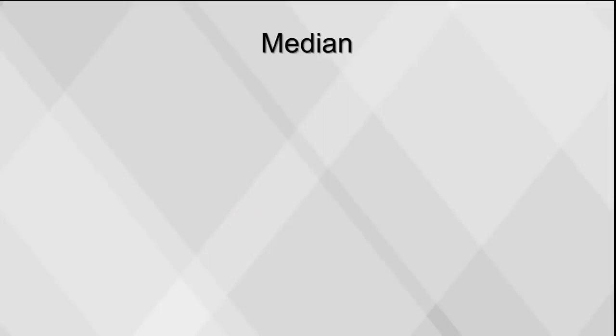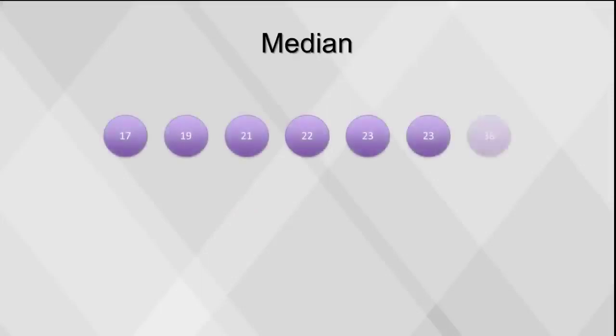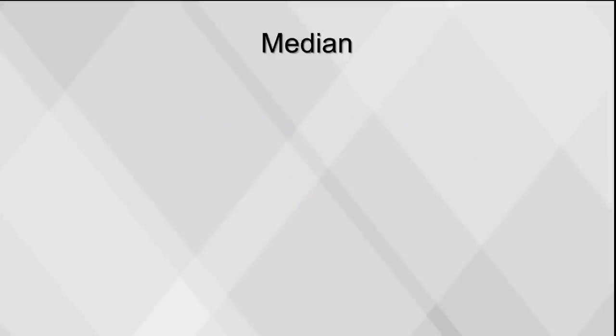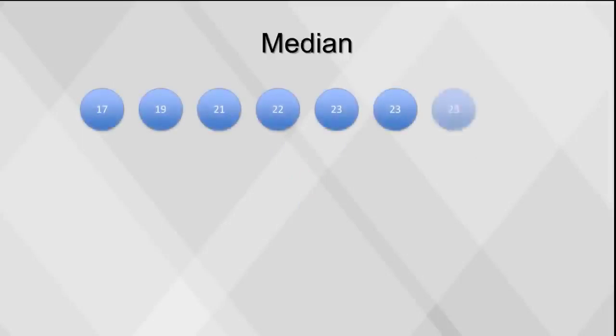The median is the middle value of the data. In this example, we have 7 different ages. To find the median, we first order them from smallest to largest and then locate the value in the center. However, if we have an even number of observations, median is computed as the average of the two middle values.